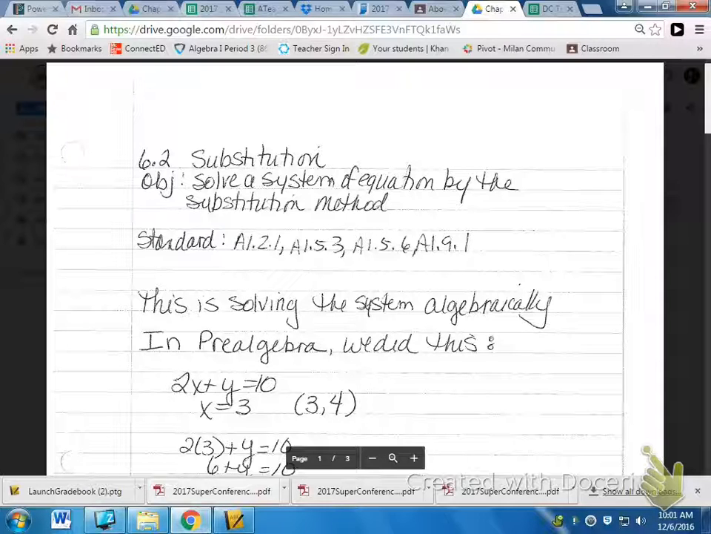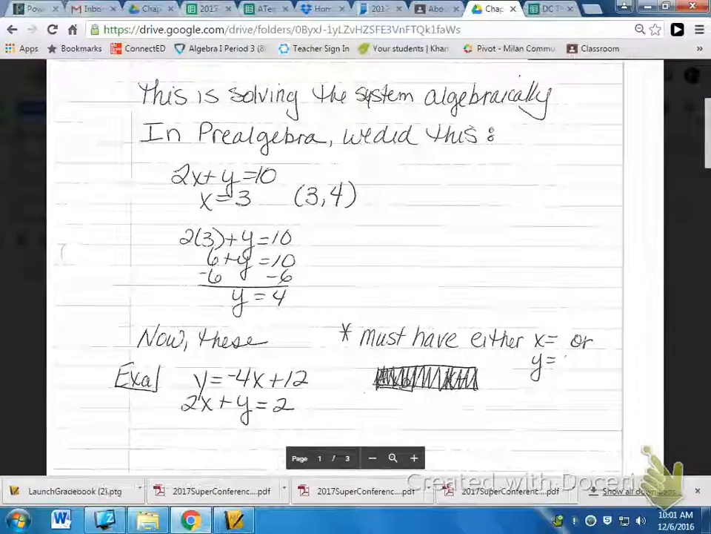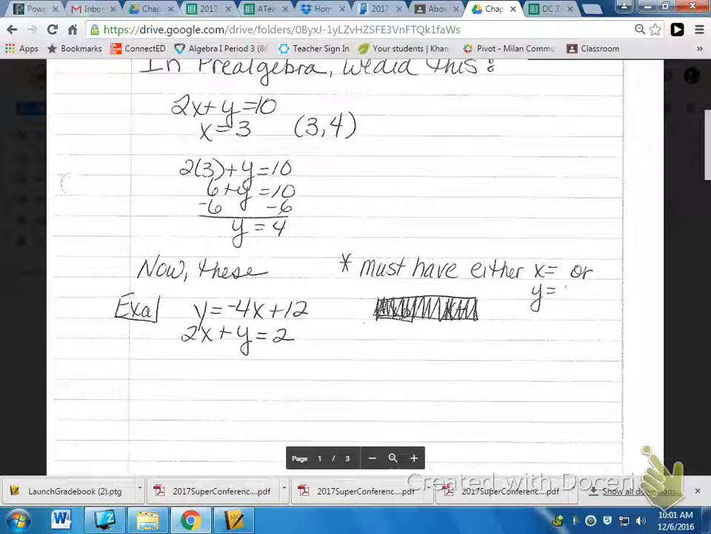where they gave you a system such as 2x plus y equals 10 for one equation, and then the other equation was x equals 3. Well, when they give you x equal and y equal as one of your equations, that's awesome because they've actually found half the answer for you. So saying that x equals 3 just means that 3 is already done for the x point.